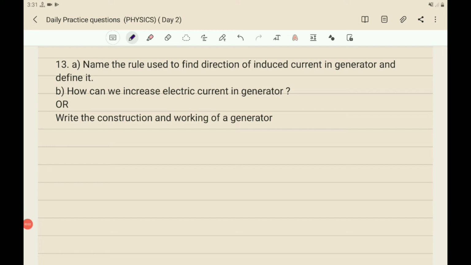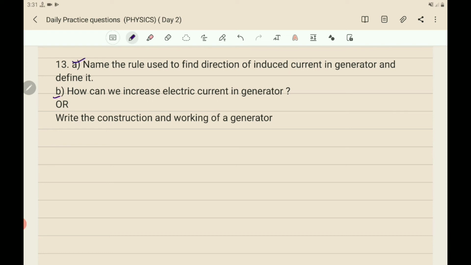13th question. Name the rule used to find direction of induced current in generator and define it. And it is having the question B. How can we increase electric current in generator? And it is a choice question. The choice question is write the construction and working of a generator.